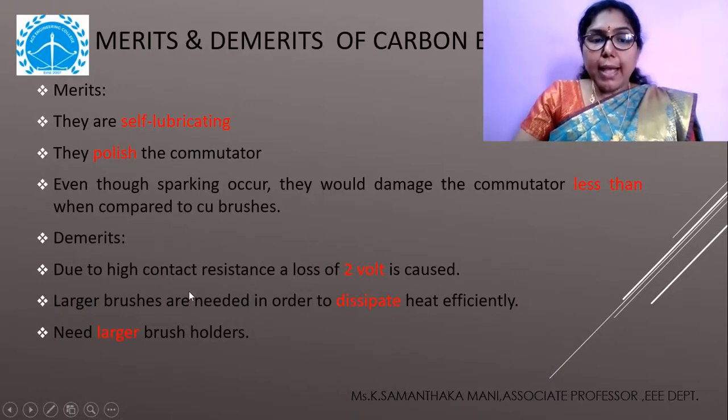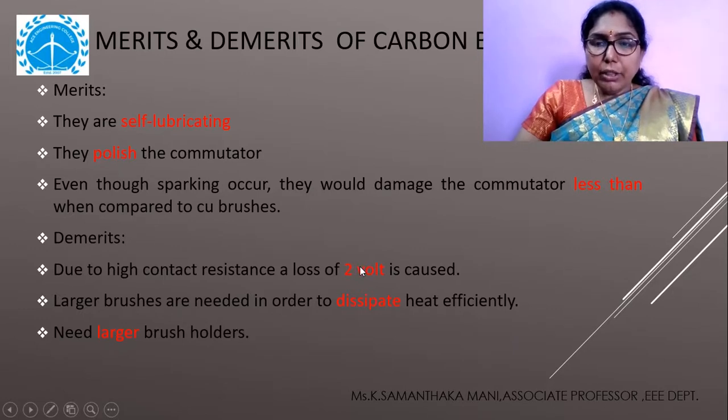Because carbon has high contact resistance, there will be a voltage drop in these brushes. That accounts for around 2 volts in general. Here we need to discuss one point. The voltage drop across the brushes may not be a major contribution in the case of large capacity generators. But for small capacity generators, it will matter. So this 2 volts is not a problem in the case of a large generator. So we can make use of carbon brushes in order to get improved commutation, right?